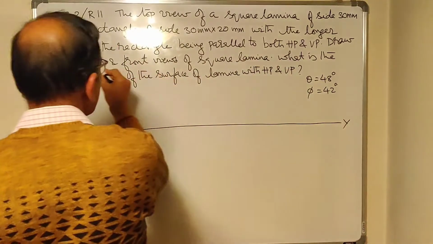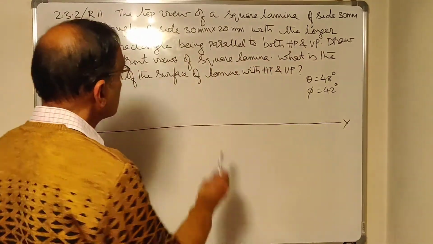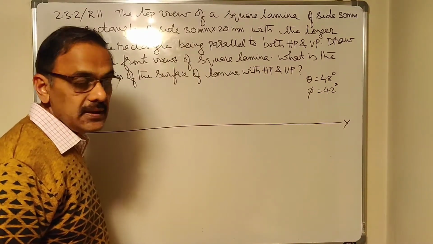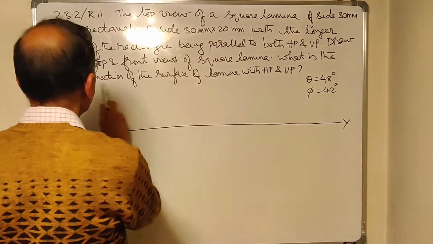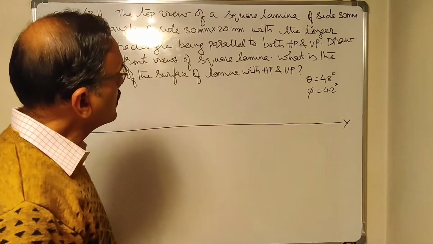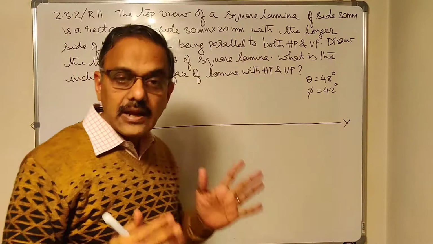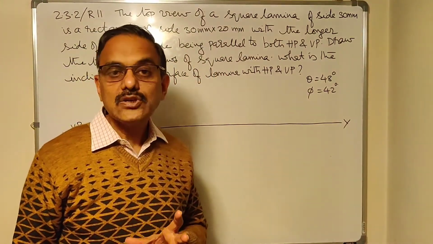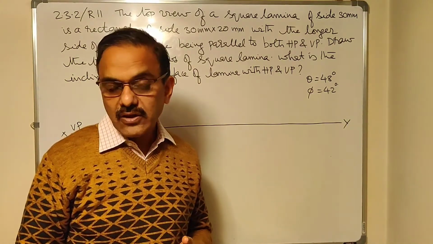With the longer side of the rectangle being parallel to both HP and VP. Longer side of the rectangle is 30 mm edge. 30 mm edge is parallel to both HP and VP. Draw the top and front views of square lamina. What is the inclination of the surface of the lamina with HP and VP? So basically what you are given is the original lamina is a square of 30 by 30. In the top view it appears to be a rectangle of 30 by 20. This is one thing what you are given.